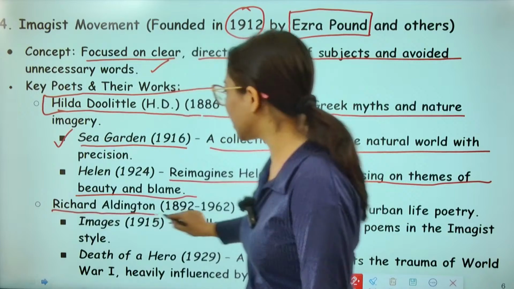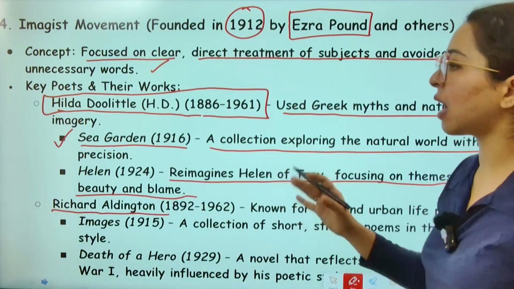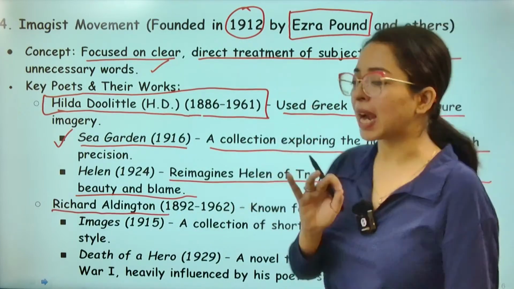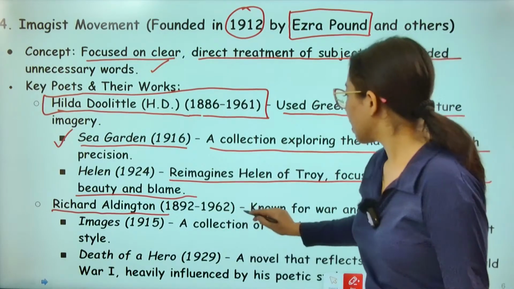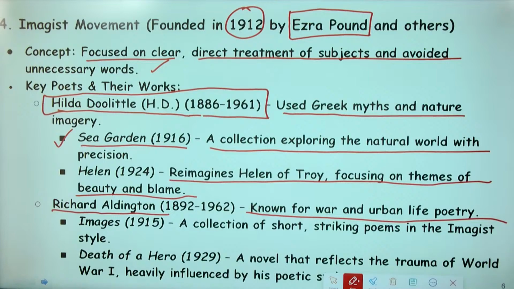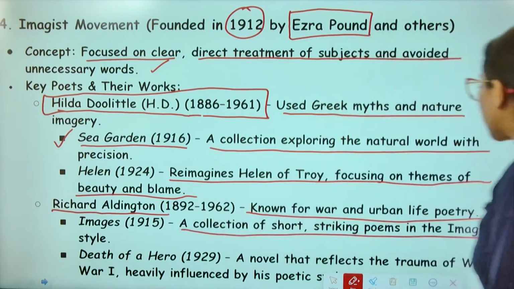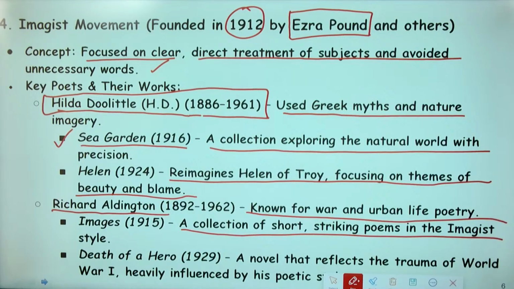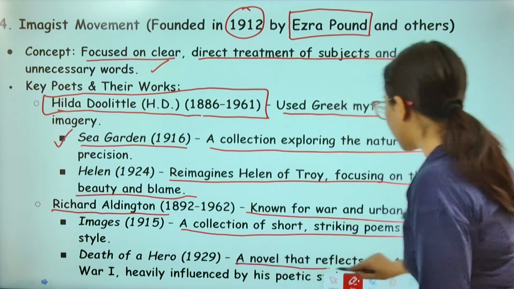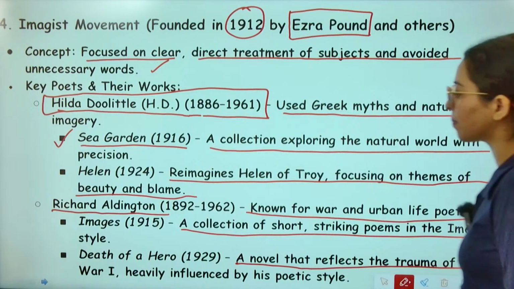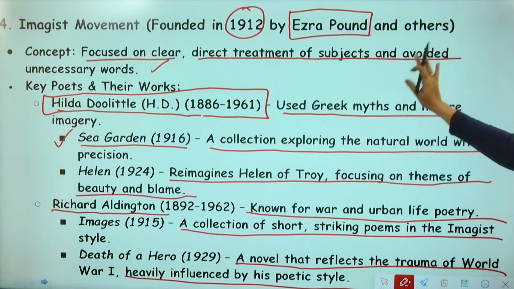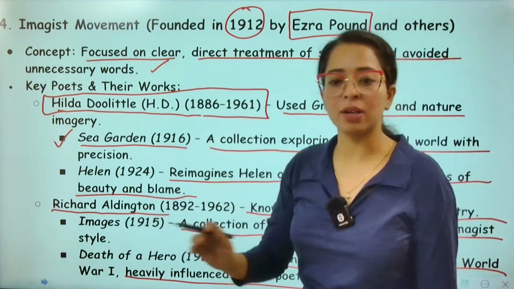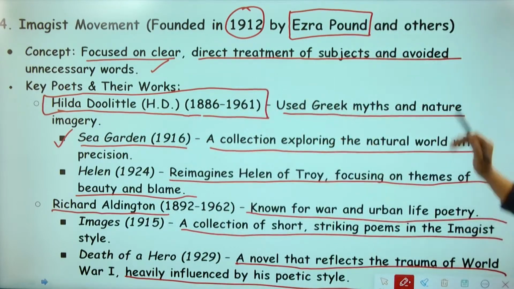Then Richard Aldington was another one. So apart from Ezra Pound, हमारे पास Hilda Doolittle है, Richard Aldington. These all poets were Imagist poets. Known for war and urban life poetry and Images, a collection of short striking poems in the Imagist style. Death of a Hero. This was a novel that reflects the trauma of World War I, heavily influenced by his poetic style. So can you see the Imagist movement's Ezra Pound, a very important one, Hilda Doolittle and Richard Aldington, the major poets over here.